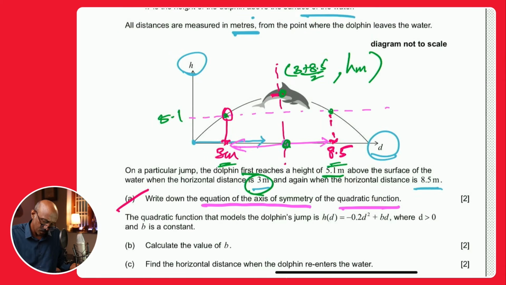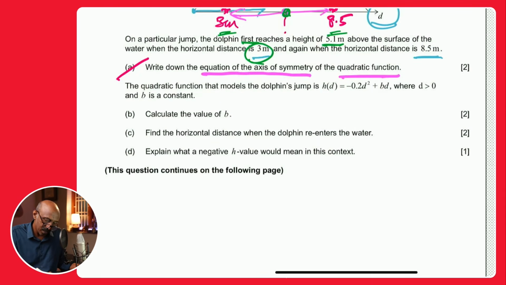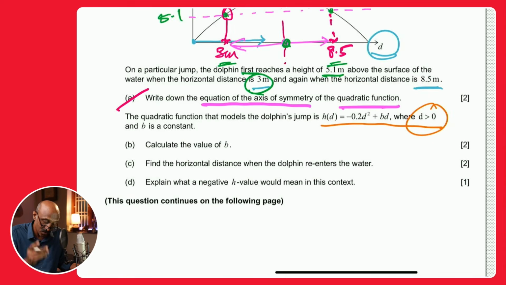Okay, what is the next one? The quadratic function that models the dolphin's jump is h(d) equals negative 0.2 d squared plus bd, where d is positive. Okay, so they define it for only positive values of d. All right, remember the d is a horizontal distance, and you can see that it doesn't have a constant term.